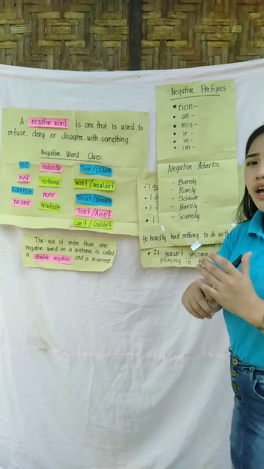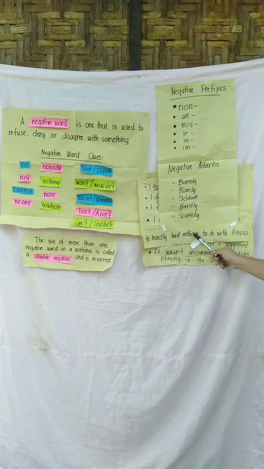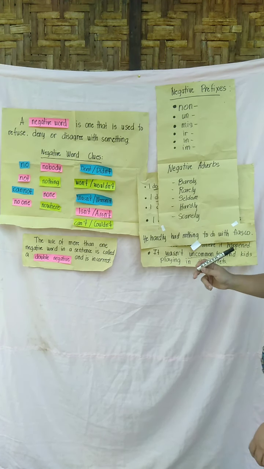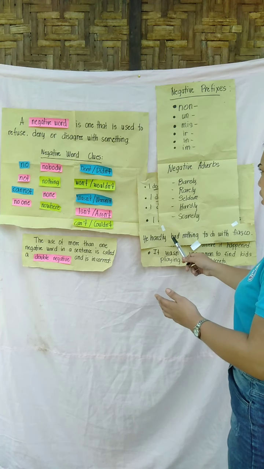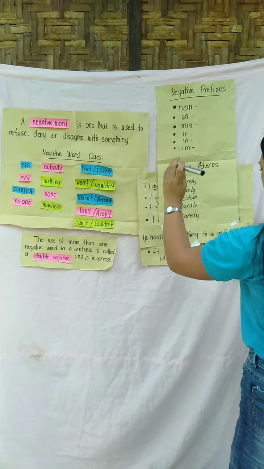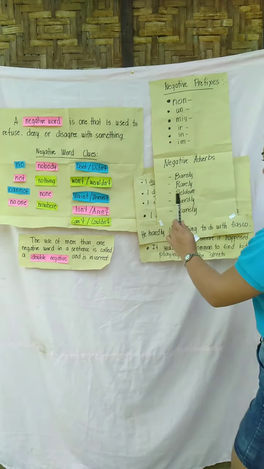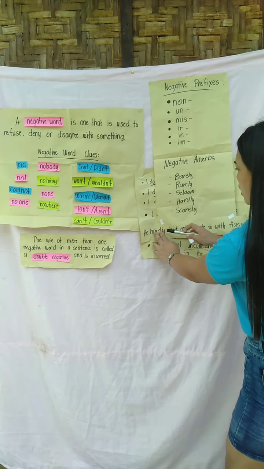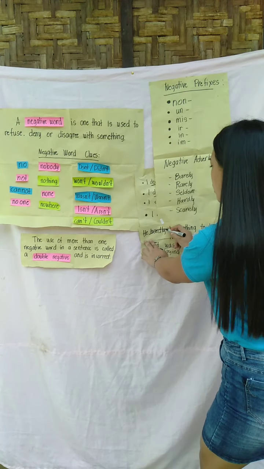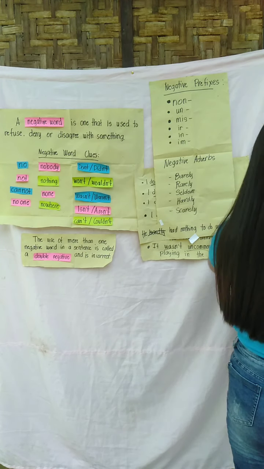So I have here an example for this. He hardly had nothing to do with the fiasco. In this we have two negatives. We can erase hardly, and: he had nothing to do with the fiasco. So it is now a correct sentence. Let's go on to the next.